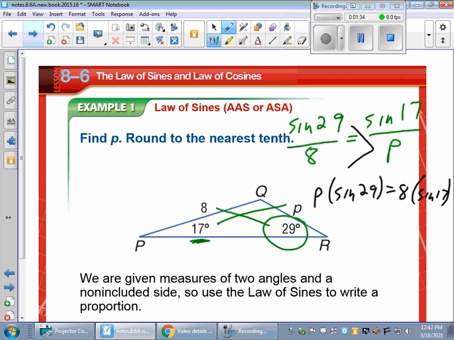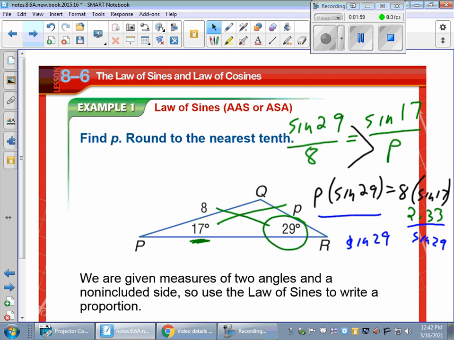From here, this is all calculator work, but let's make sure we know how to do it correctly. First of all, make sure your calculators are in degree mode. So I'm going to go 8 times the sine of 17, and hit equals. That gives me about 2.33. We want to get the letter p by itself in this problem, so we're going to divide both sides by the sine of 29.